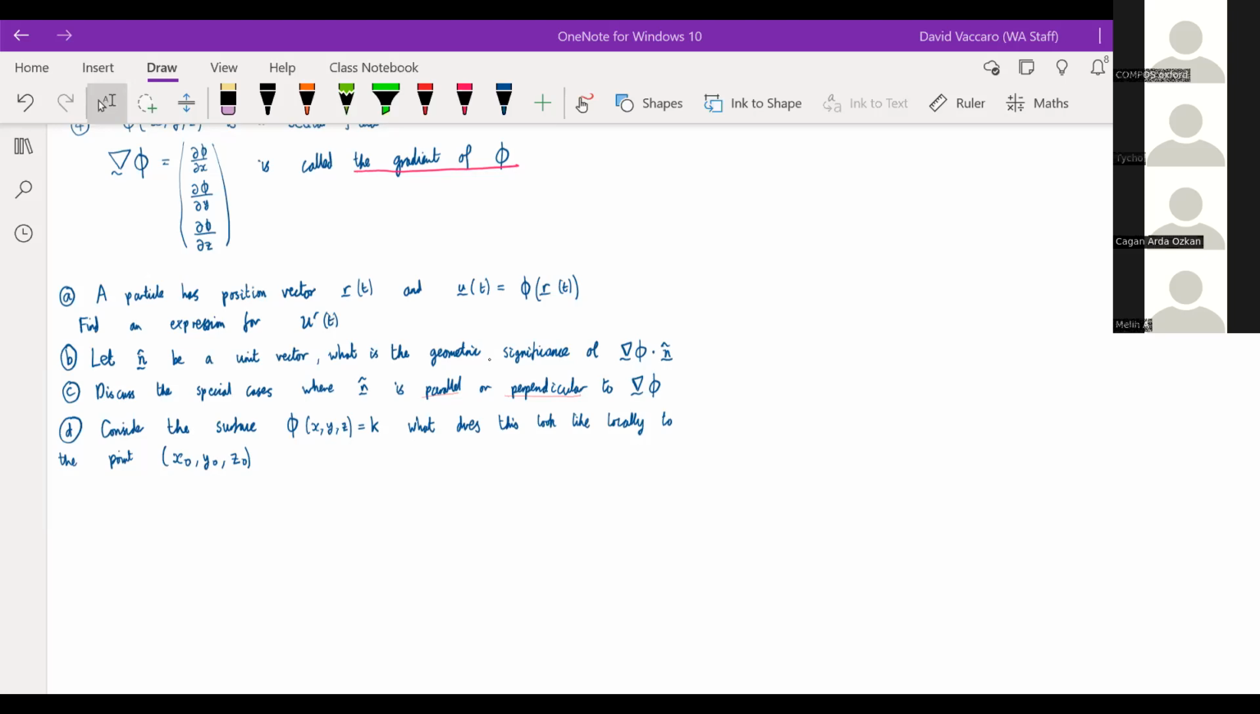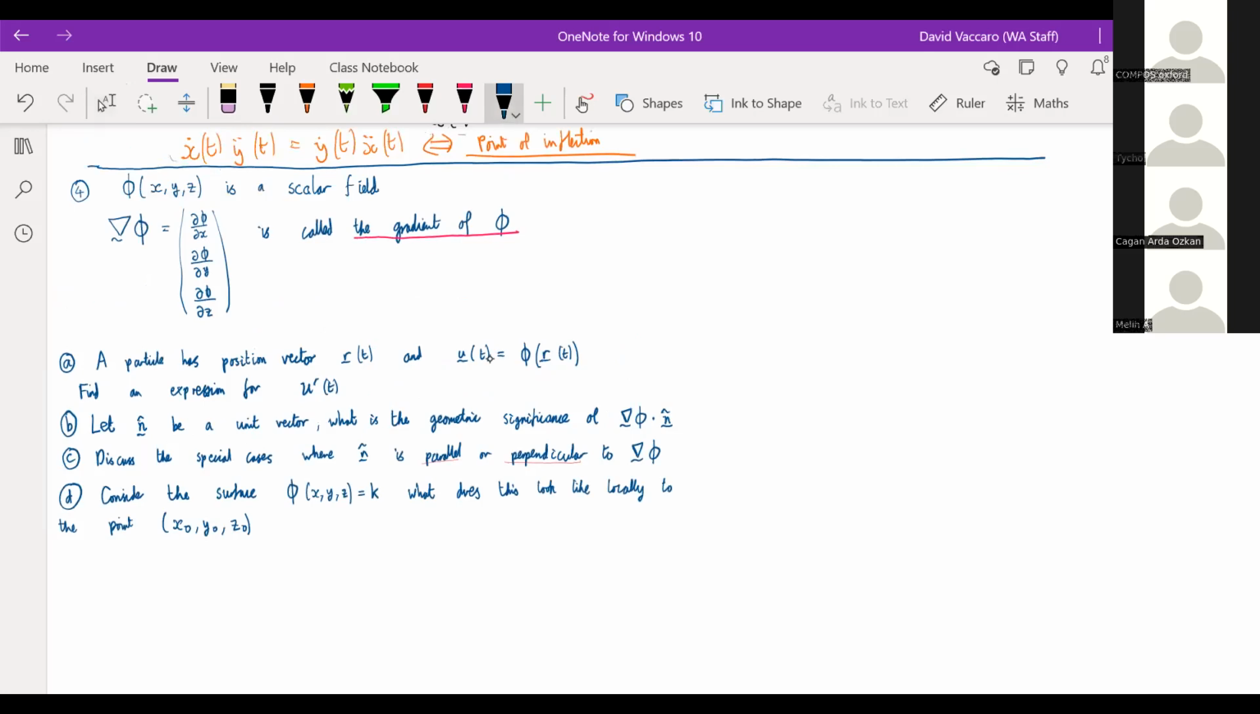Let's have a look at this example. So firstly, I say phi x, y, z is a scalar field. What do people want to put in the chat what they understand, if anything, by a scalar field? Or if that's a bit difficult to explain in sentences, can somebody give me an example of a scalar field?